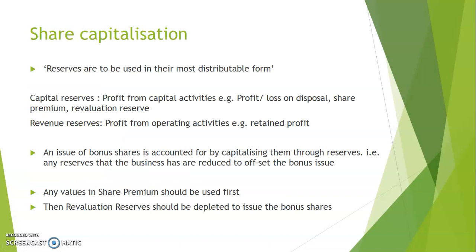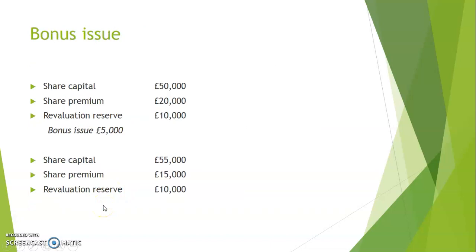So what do we do? The rules are use share premium first before revaluation. So you can see here, share premium was 20, it's now come down by 5, and share capital has gone up by 5. So use share premium, reduce this first, and increase share capital. Use share premium first before you start using revaluation reserve. Okay, one goes down and one goes up.